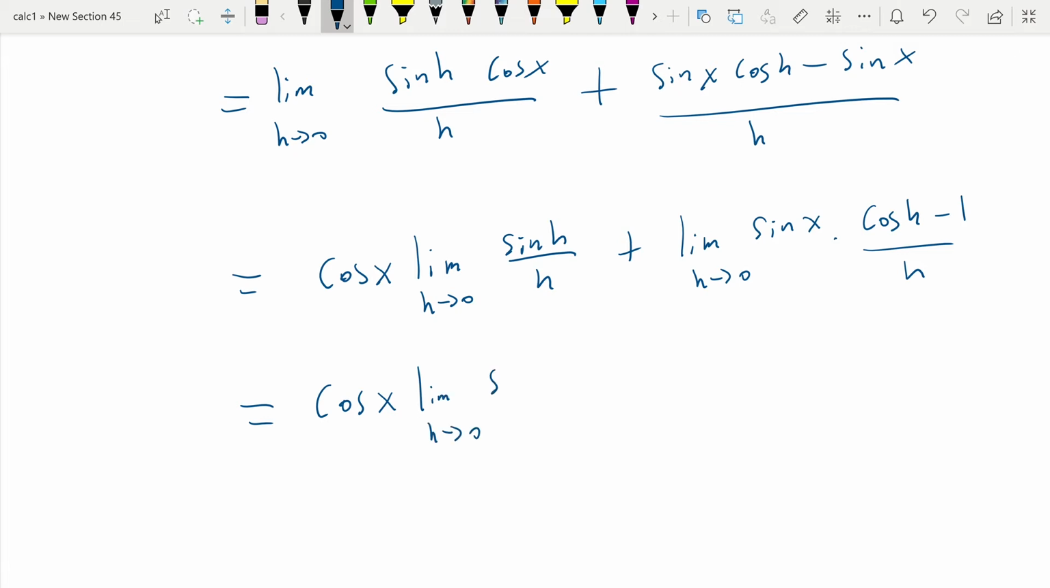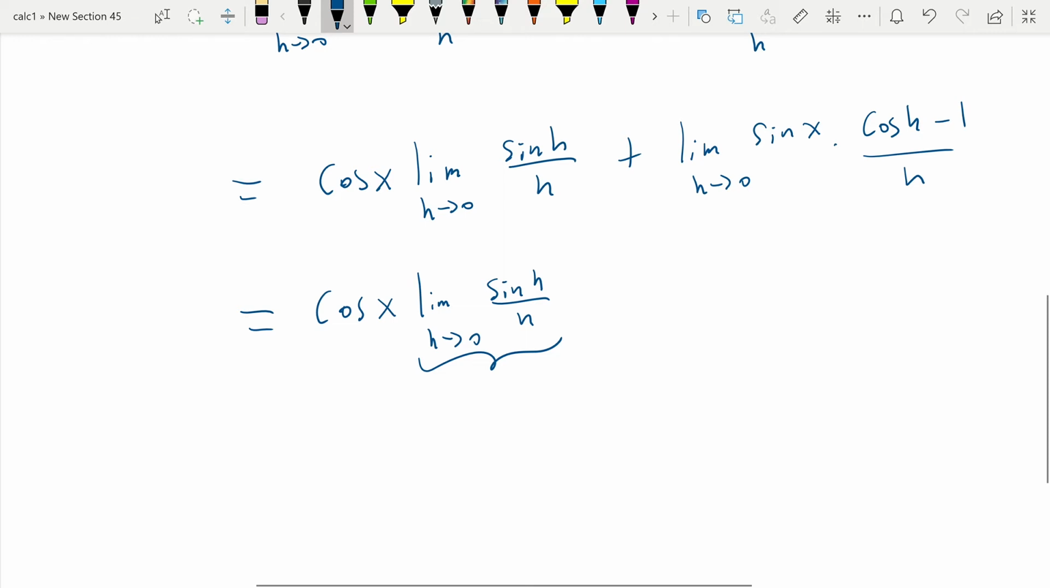We can obtain finally that this is equal to cosine of x times the limit when h approaches 0 of sine h over h. But this limit here, you know already. So what is the limit of sine of something small divided by the same something small? As that something small goes to 0, that is 1.